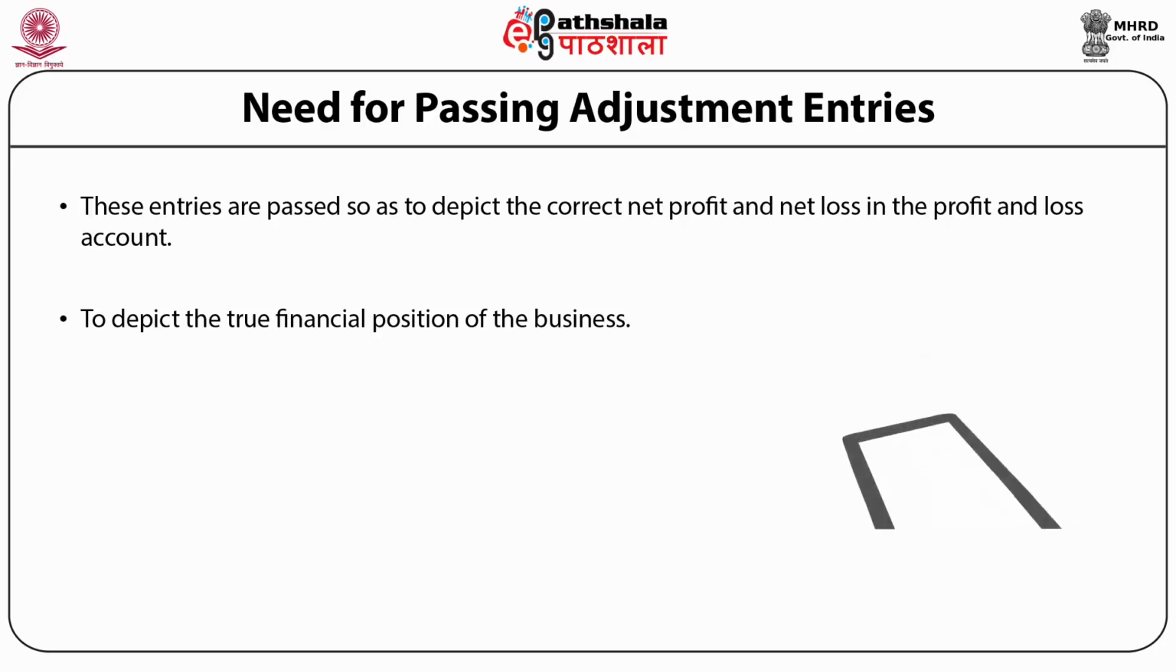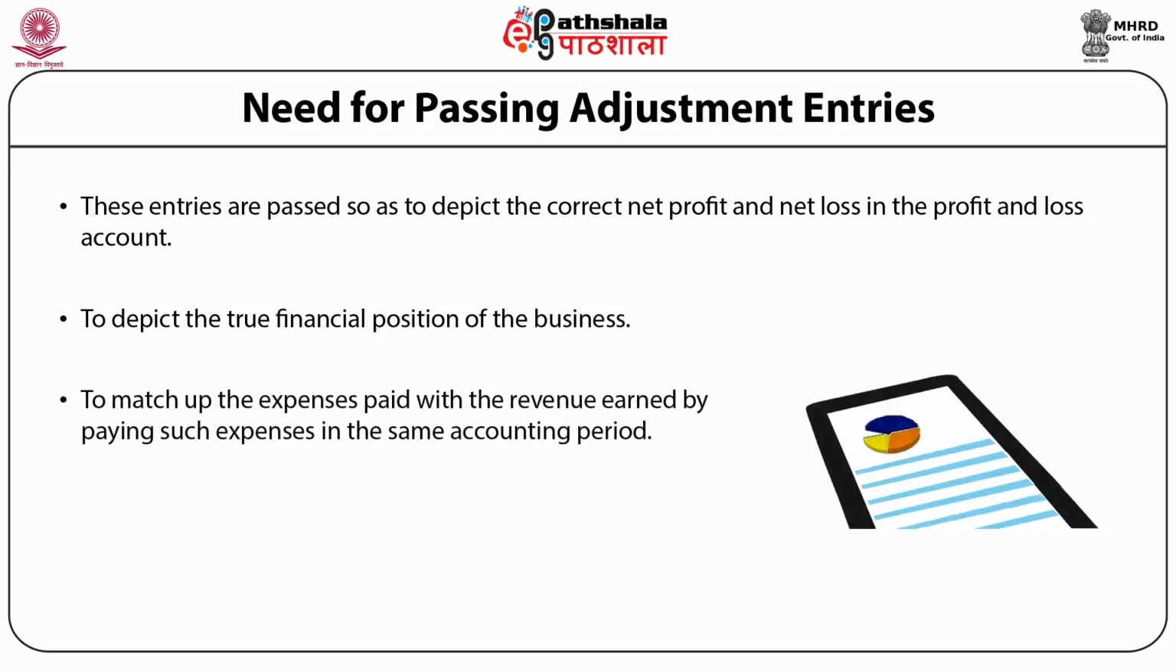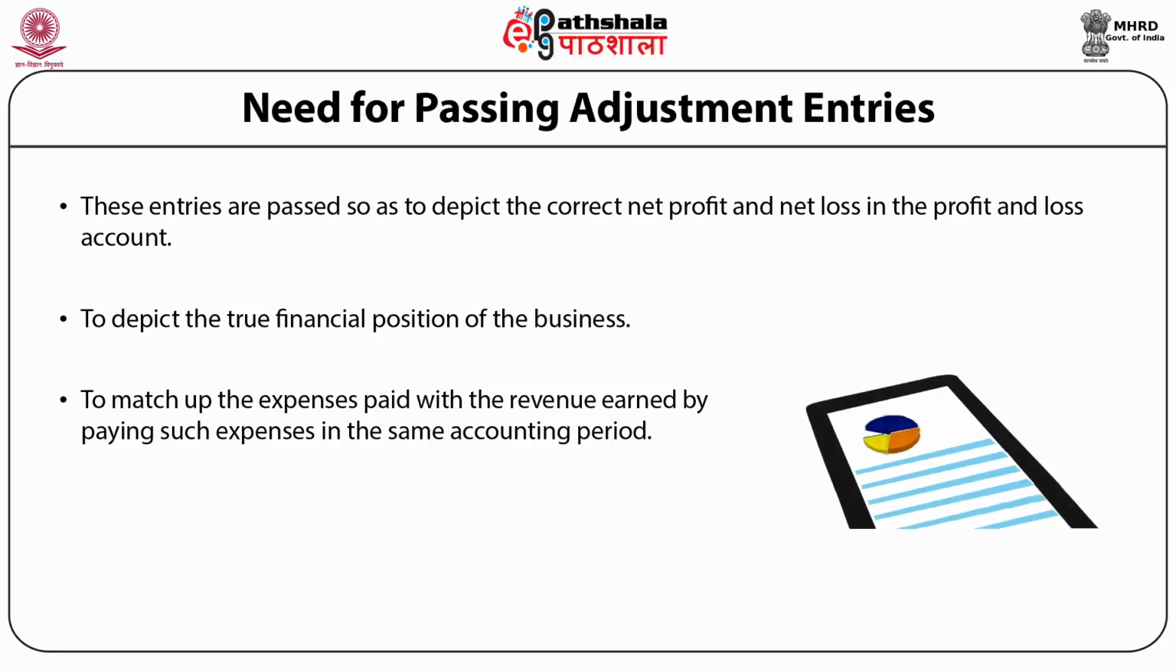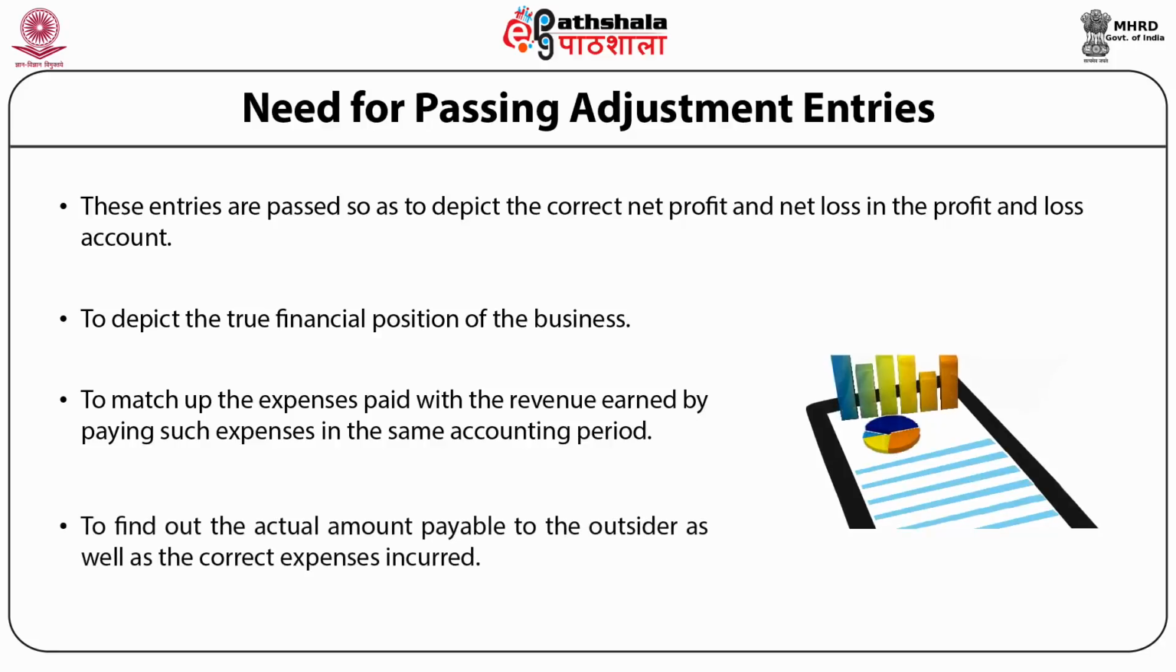Financial position means the position of assets and liabilities of a business. Further, these entries are passed to match up the expenses paid with the revenue earned. By paying such expenses in the same accounting period, by correctly matching the expenses with revenue, the correct profit can be judged. Further, these are helpful in finding out the actual expenses payable to the outsider as well as the correct expenses incurred by the business.